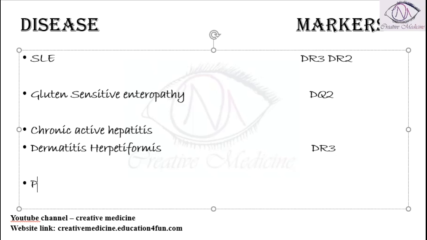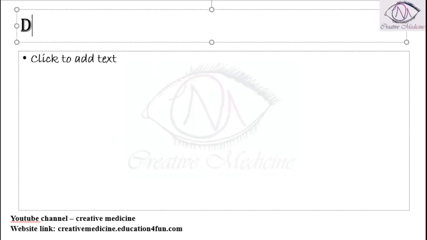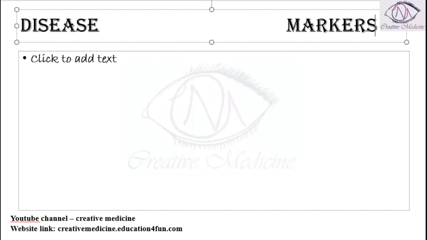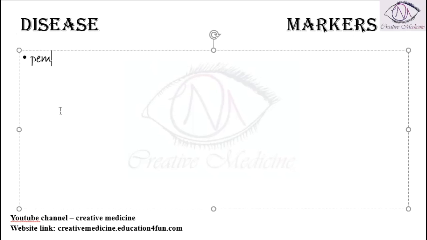DR3 is the marker. Then for psoriasis vulgaris, the marker is CW6. Now if we see some more diseases and their markers, after psoriasis vulgaris, we have pemphigus vulgaris. The markers for pemphigus vulgaris are DR4 and DQ1.